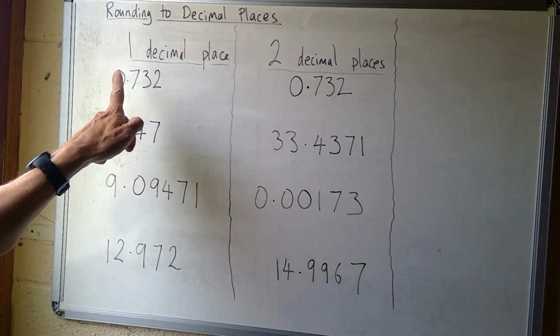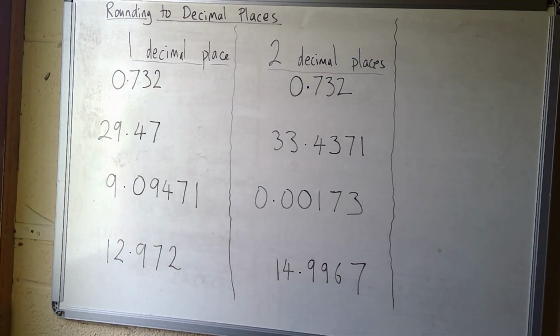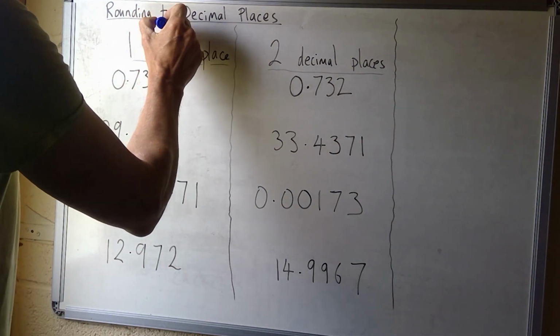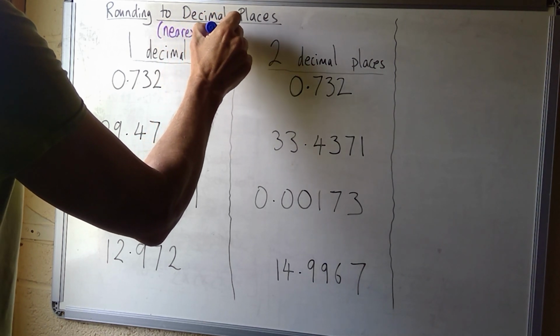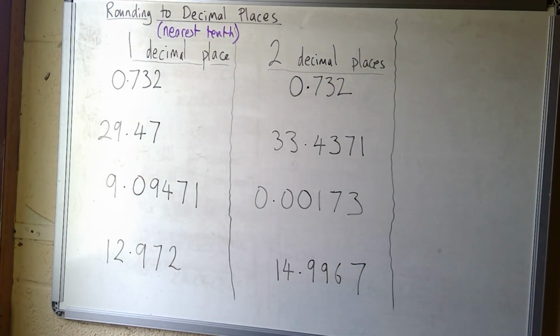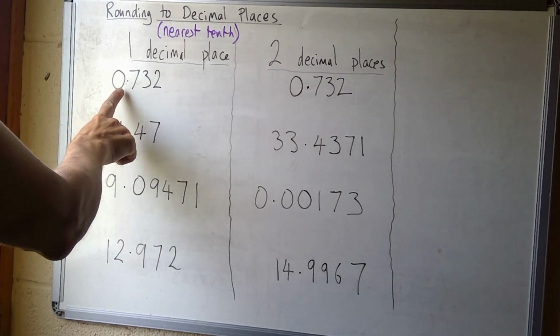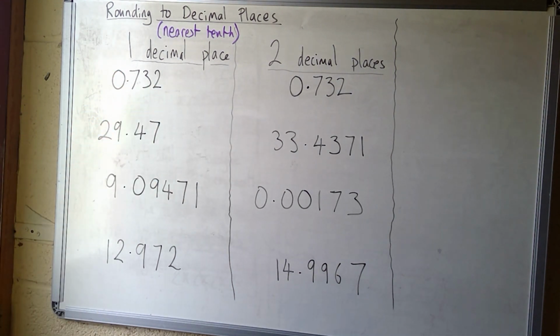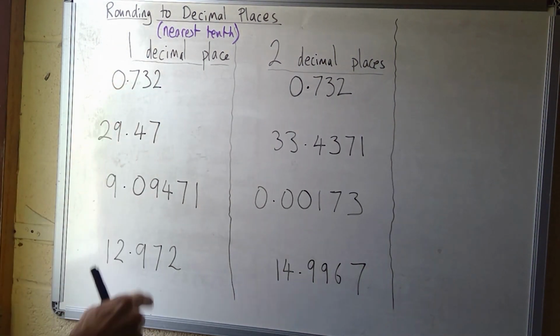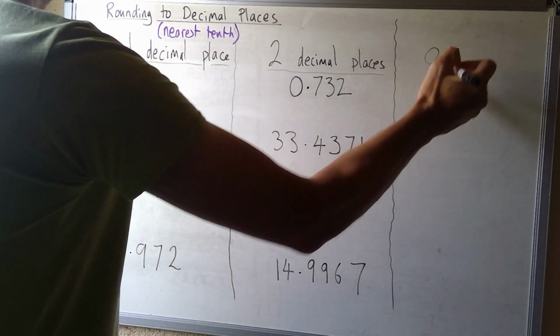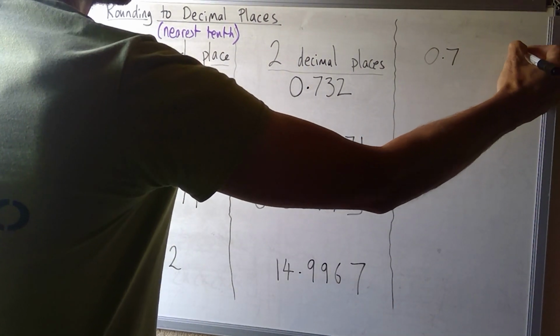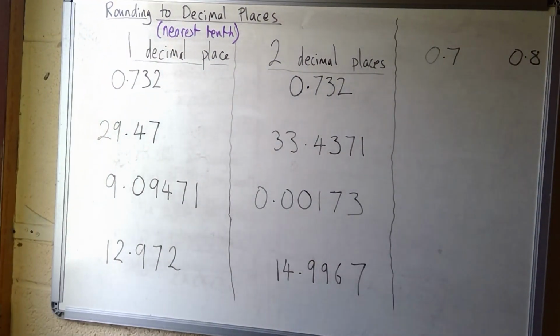So I'm going to start with rounding to one decimal place. Rounding to one decimal place is really the same as saying rounding to the nearest tenth. And that might be helpful. So 0.732, we want to round to one decimal place. So 0.732 is between two one decimal place numbers. It's between 0.7 and the next one decimal place number is 0.8.